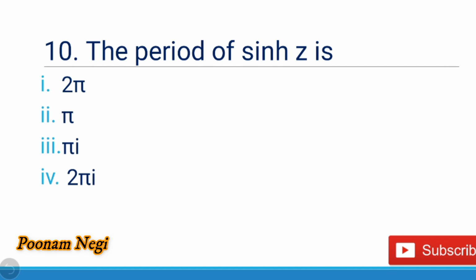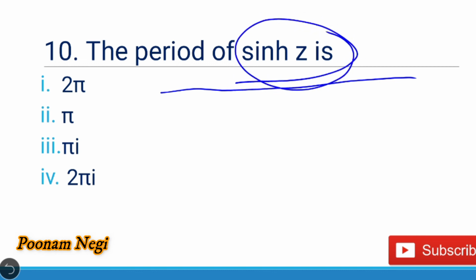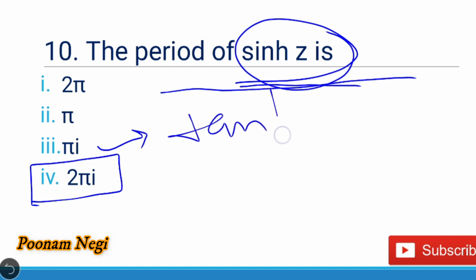The next question is the period of sin hyperbolic z. As we know, the period of the sin hyperbolic function will be of imaginary kind, and the value of this is 2 pi iota. So the correct answer is option number 4. This pi iota is the period of tan hyperbolic z.